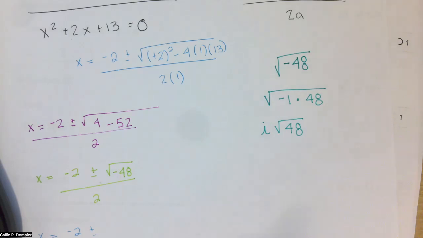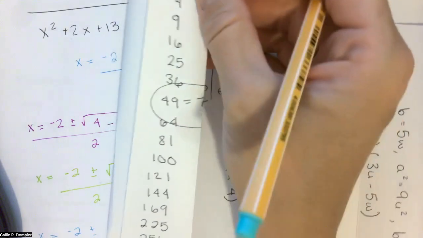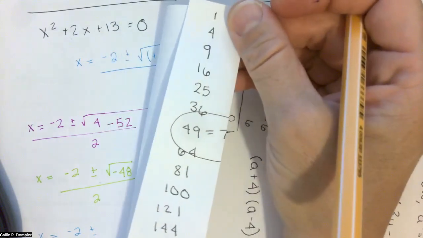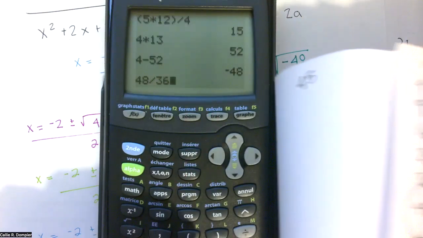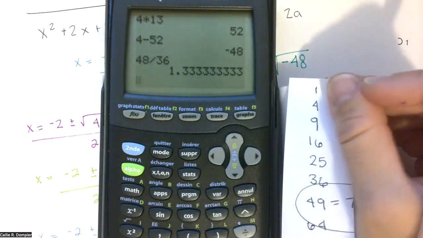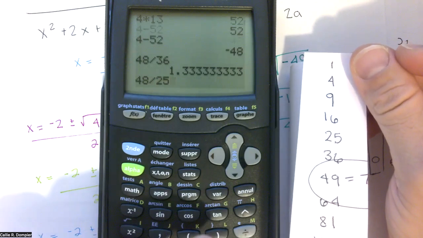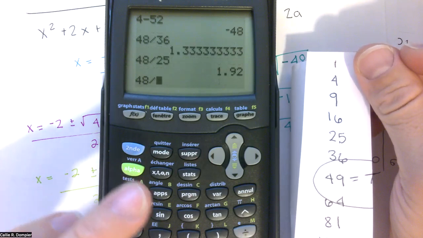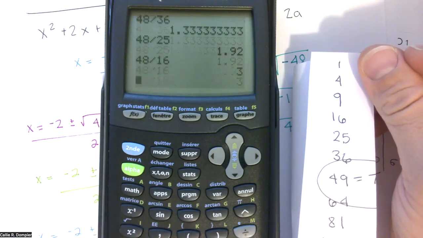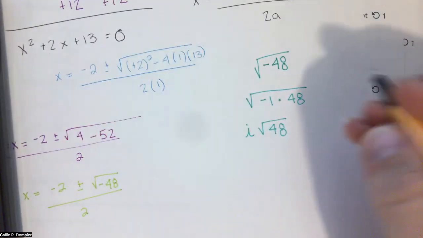Oh, it's over here. All right, we've got 48. And we want to see if any of these perfect squares are divisible. 48 is divisible by any of those. It's not going to be 49, right? So we'll start with 36. 48 divided by 36? No. 48 divided by 25? No. 48 divided by 16? 3. Good. So the square root of 48 becomes the square root of 16 times 3.